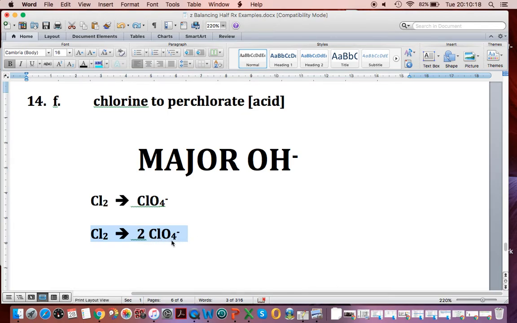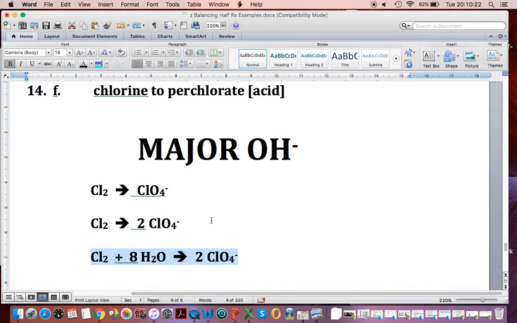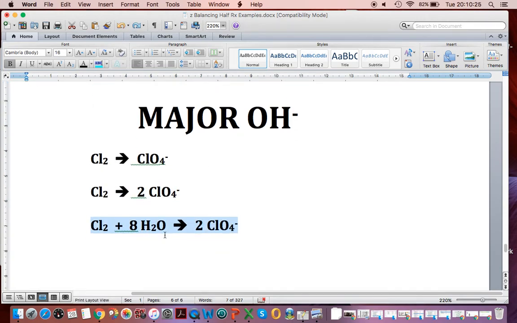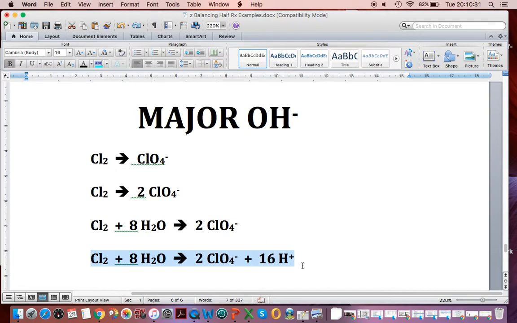Now, 2 times 4 is 8. So I have 8 oxygens on the right. So I have to add 8 waters on the left. Having done that, I see I have 16 hydrogens. So you know I got to put 16 H pluses on the right. The final thing is to balance the charge.